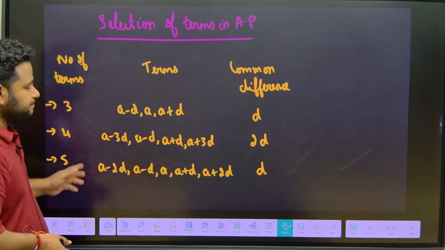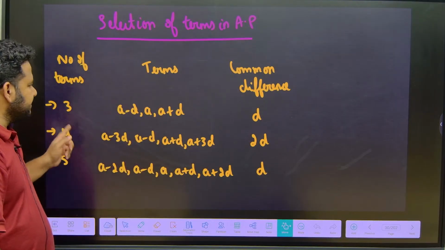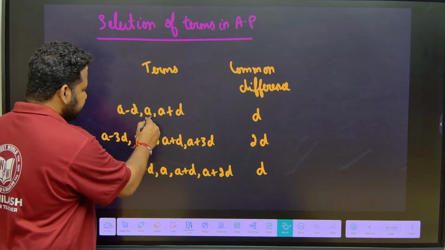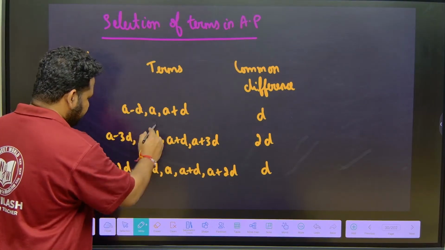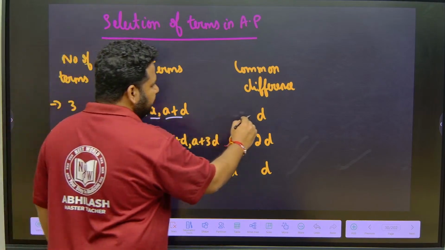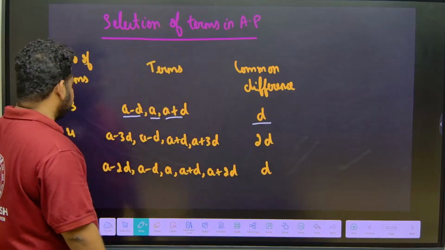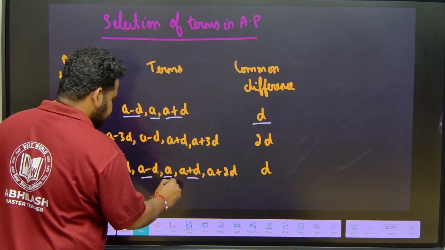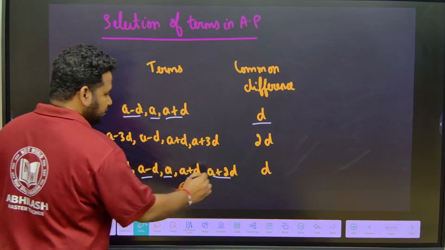So if they say the number of terms in an AP is 3, then if there is an odd number of terms, you please take a. You take a followed by a plus d, and behind it will be a minus d. At that time the common difference will be d. If they say 5, that is an odd number of terms again, you start with a, a plus d, a minus d, a plus 2d, a minus 2d, and the common difference will be d.